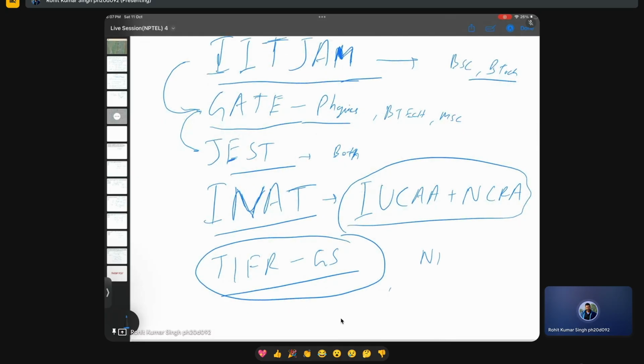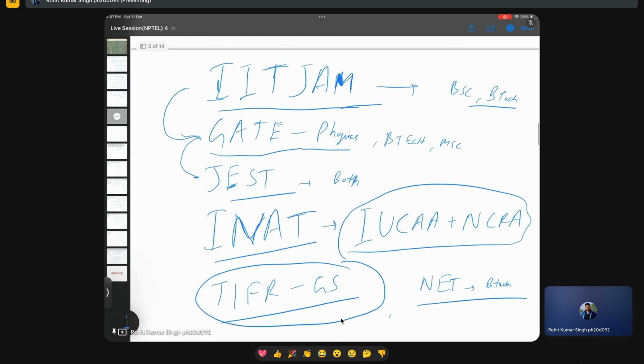For NET JRF, BTech people can write NET JRF after BTech. Also, one advantage for BTech is that you can go to direct PhD programs. I don't know if you have heard about it. No, sir, I don't know. MSc is not required. There are direct PhD programs in IITs, but I think there are some requirements. It depends.